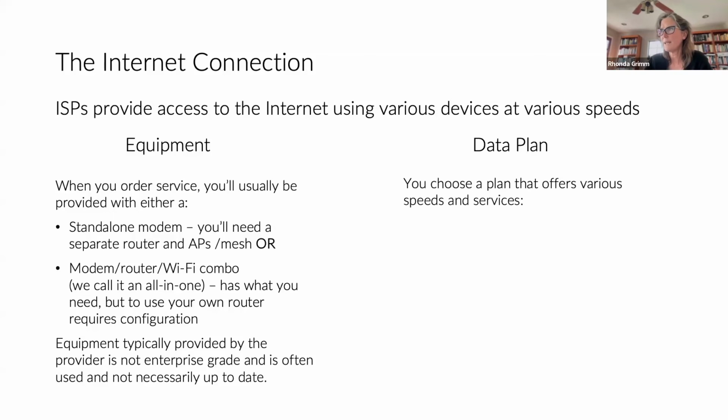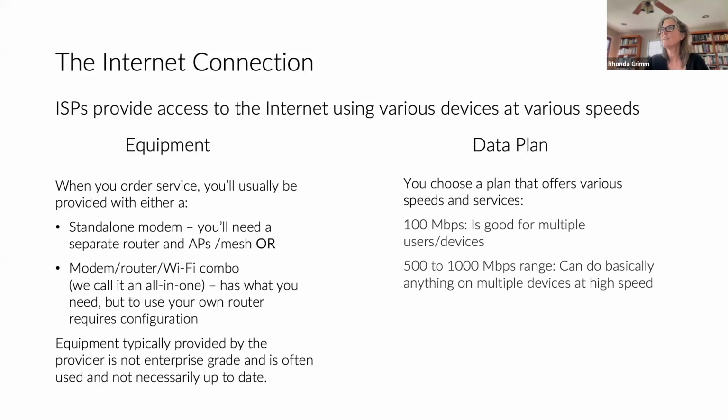And then there's the data plan. You choose the different speeds and services. You've got 100 megabits per second, which is good for multiple users and devices. With anything from 500 megabits to a gig, you can basically do anything on multiple devices at high speed. The faster the connection, typically the more you pay.